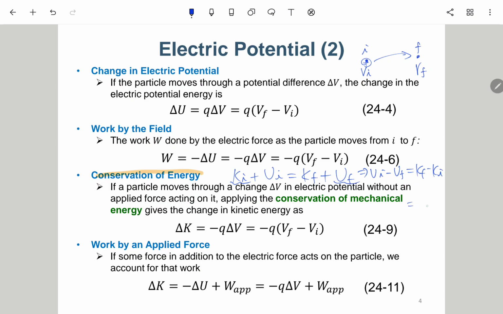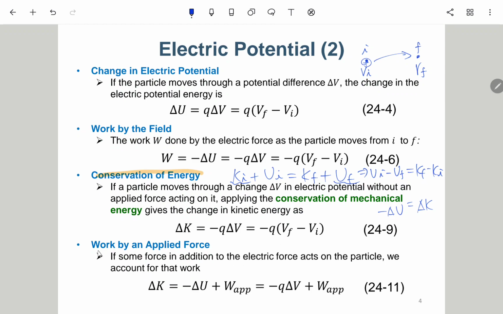Okay, so the right side will be delta K, which is the change of the kinetic energy. And then this one is actually negative delta U, which is the negative of the change of the potential energy. So this form is still the conservation of energy. Okay, although this one is more intuitive. 这个比较直观一些. But actually this one is still the conservation of energy. So it is nothing but delta K equals negative delta U. Negative delta U is negative Q delta V, which is this one.